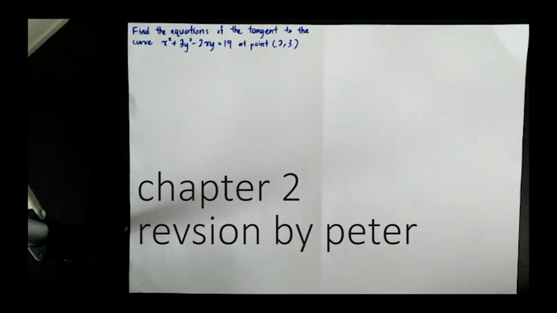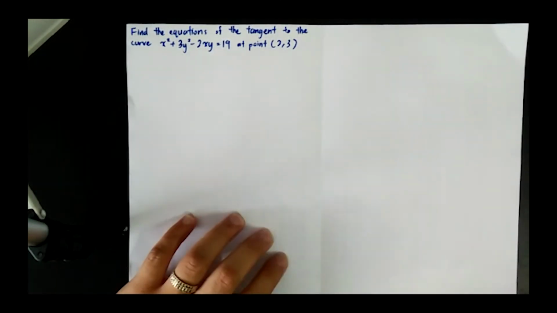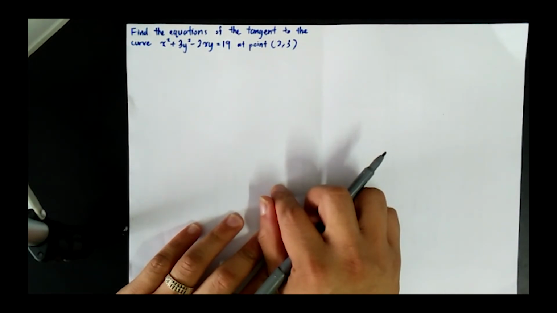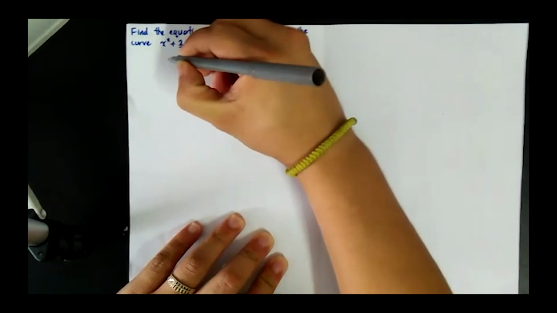Okay, everyone. Now I'm going to teach you how to solve this question. The question is, find the equation of the tangent to the curve x squared plus 3y squared minus 2xy equals 19 at the point (2, 3). Okay, first of all, I'm going to write out the equation.